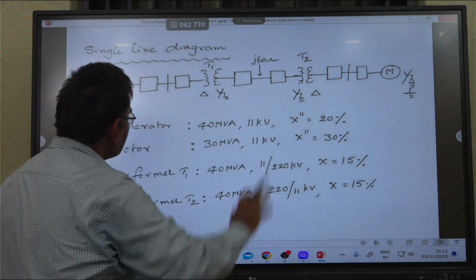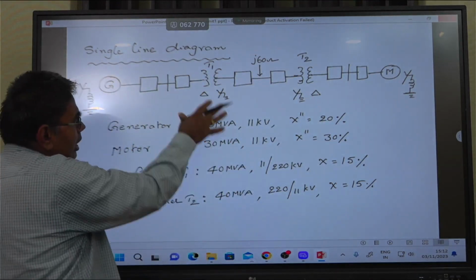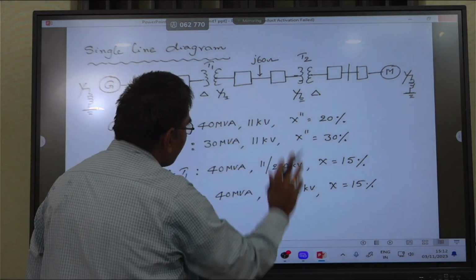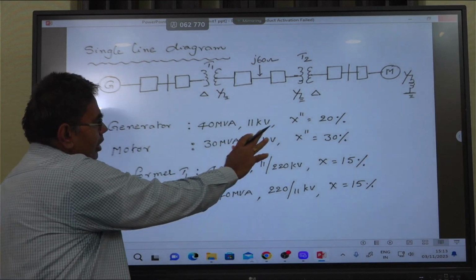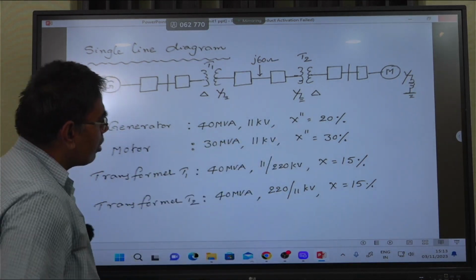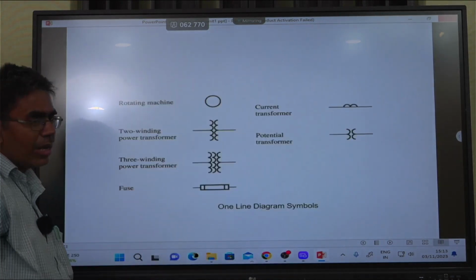Normally, in the representation of a single line diagram, the ratings of all the components are given at the bottom of the diagram. For the generator, 40 MVA, 11 kV and subtransient reactance X double dash is 20%. For the motor, 30 MVA, 11 kV and X double dash is 30%. Transformer T1 and transformer T2 ratings are also represented at the bottom of the diagram. That is the entire representation of a single line diagram.